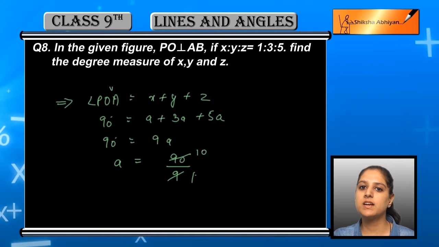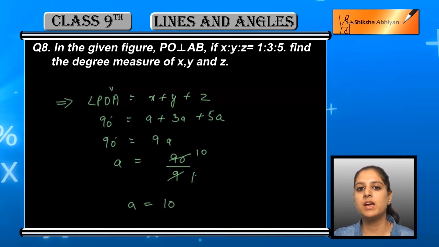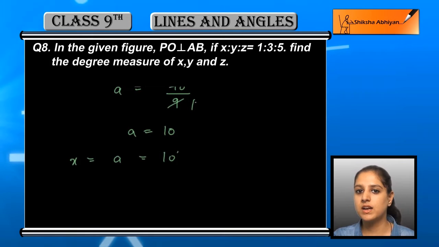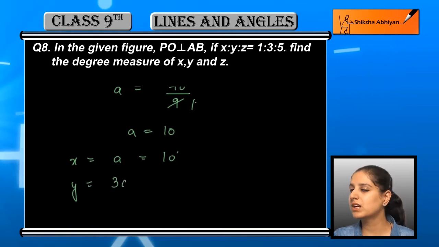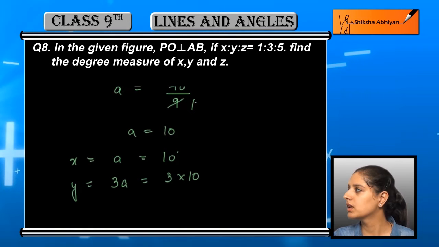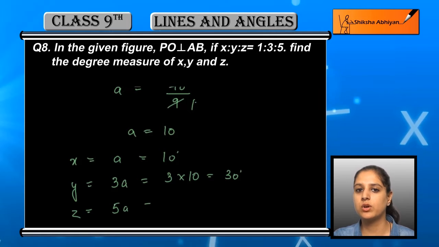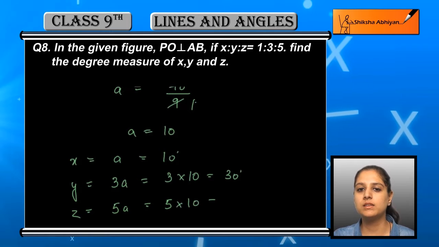अब x, y and z की वैल्यू फाइंड आउट करने के लिए हम जहां जहां पर A है वहां पर 10 की वैल्यू पुट कर देंगे. So x is equal to A, that is 10 degree, y is equal to 3A, that is 3 into 10, 30 degrees, and z is equal to 5A, which is equal to 5 into 10, 50 degrees. So x, y and z हमारे पास आ गए 10, 30 and 50.